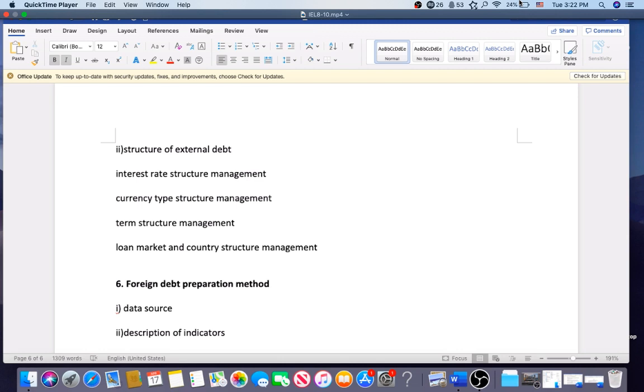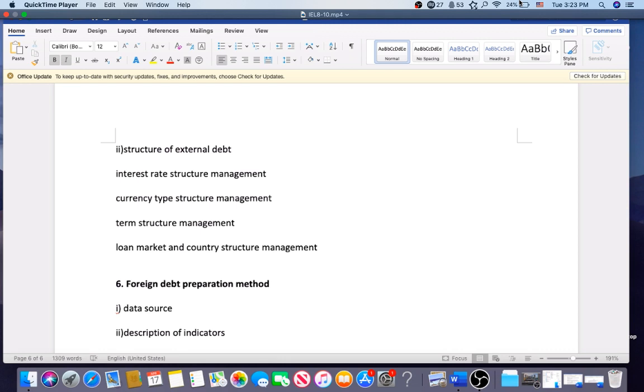So the last one is to get the term structure management. The debt exercise should be divided to the short term and medium and long term. The former refers to the maturity of 1 year or less. The latter refers to more than 1 year. The purpose of this management is to arrange the proportion of the maturities to ensure the repayment of principal and interest. The structure management should follow three principles.